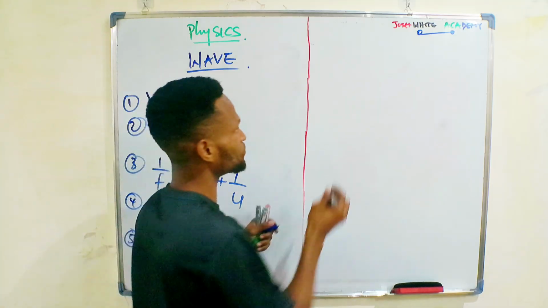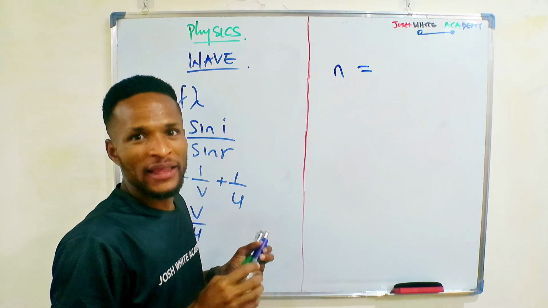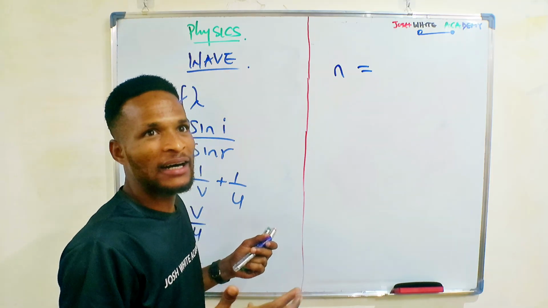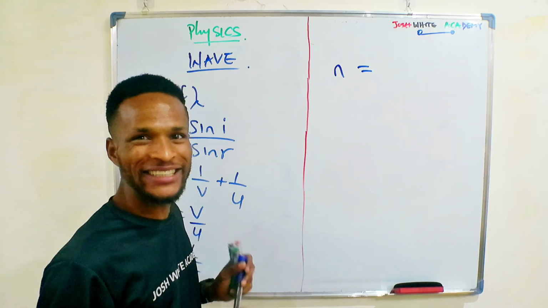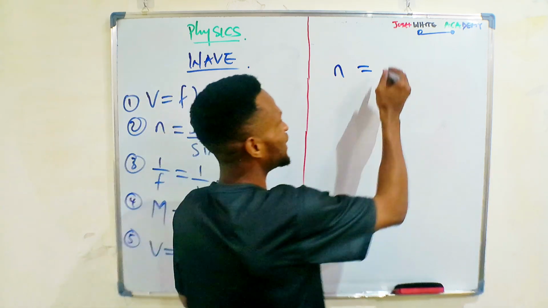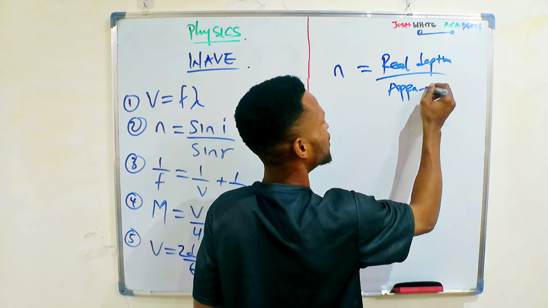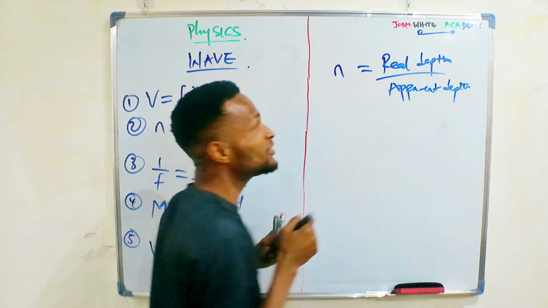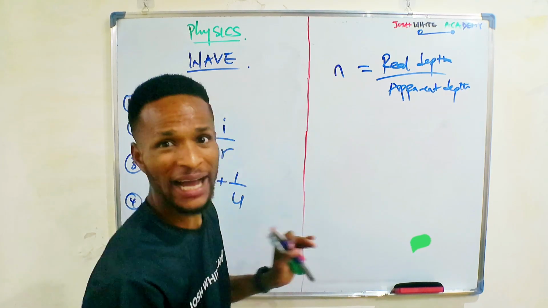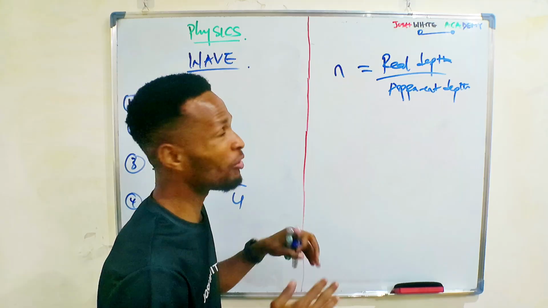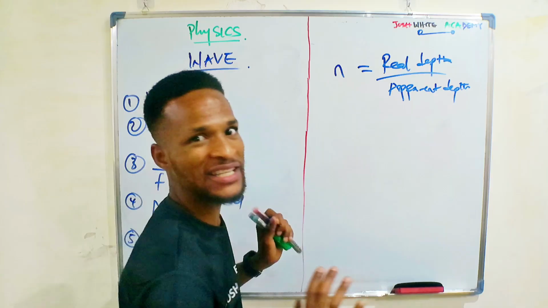So another one is refractive index. For example, when you see a question like an object is placed in water and the object seems to be closer than its actual depth. So what's the formula for that refractive index? It is real depth all over the apparent depth. The real depth is the real length or the real height of that water or of that glass block. The apparent depth is the one you presume is the depth.